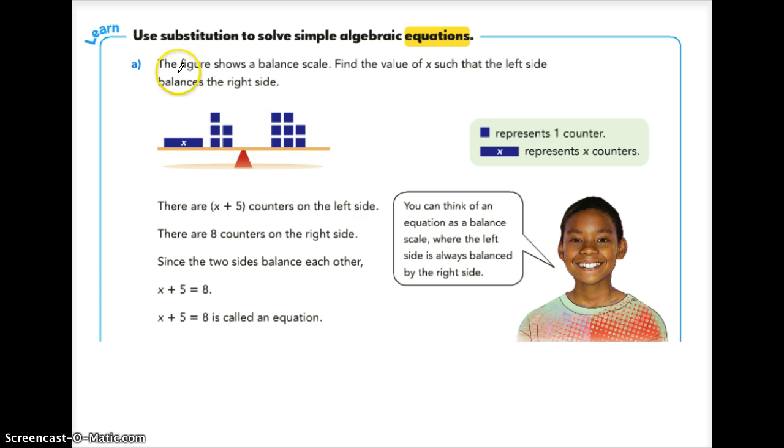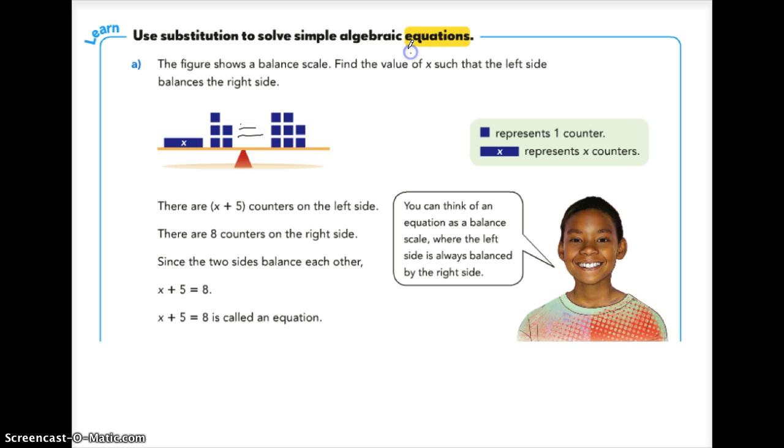Okay, so the figure below shows a balance scale. Equations are like a balance scale. So this is like an equal sign in the middle. We have to find the value of x such that the left side balances the right side. We can show this equation as x plus 5 equals 8. So what can x equal to make both sides balanced, to make them both equal?